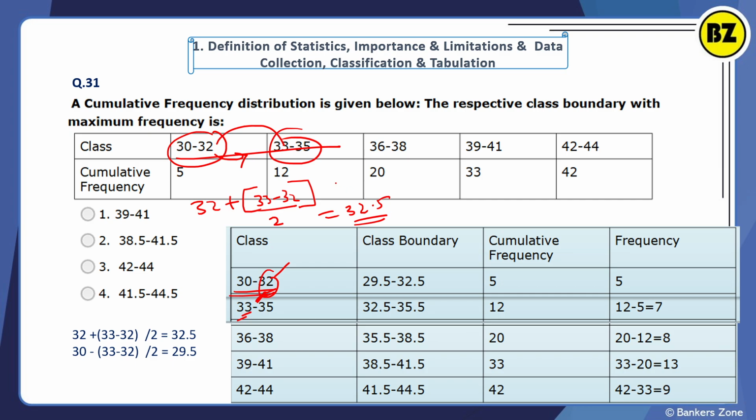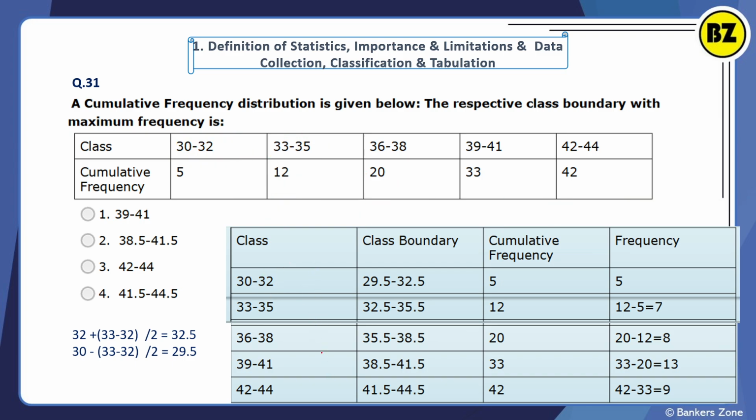Now we have to find the lower class value. To find the lower class value for this same class, it will obviously be less than this lower class. Upper will be more than this, and lower will be less than this. So, 30 minus the same (33 minus 32) upon 2, so it will be 29.5. In that way you have to identify for each class. So for each class we have identified the boundary, and the cumulative frequency is given.